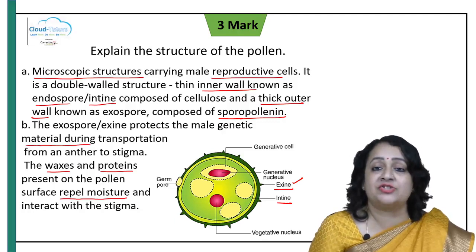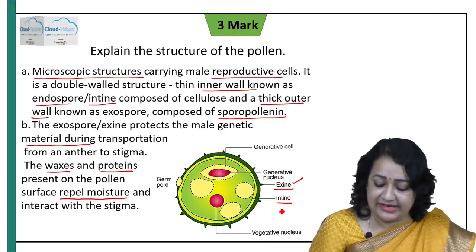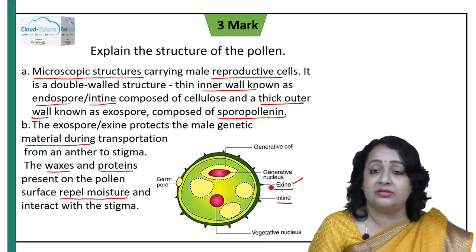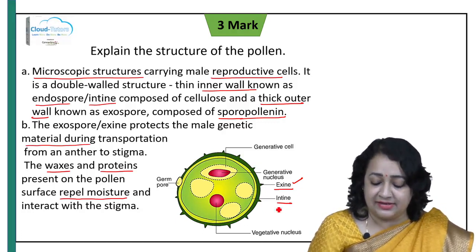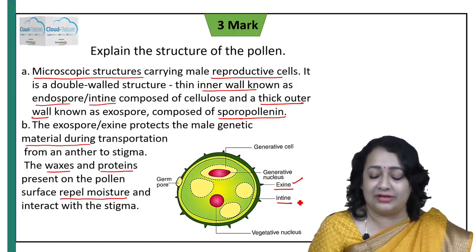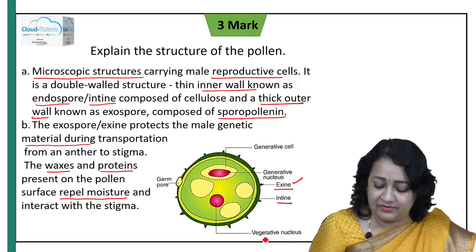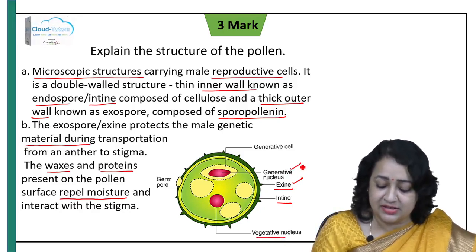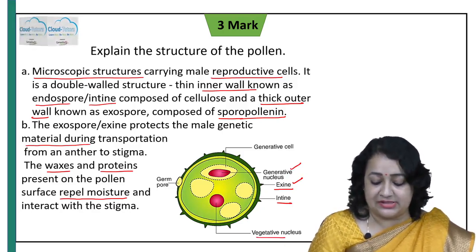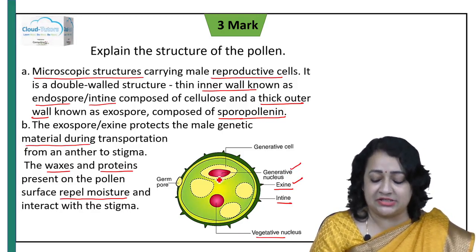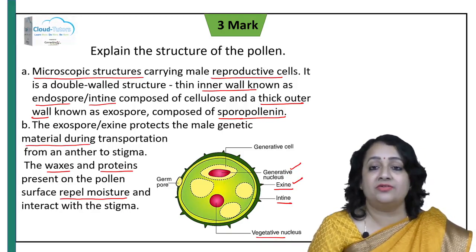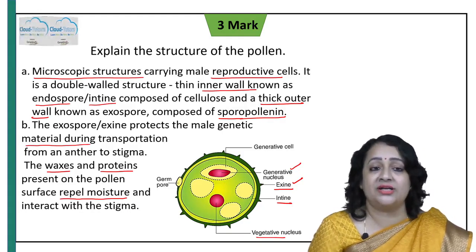And if you have to draw the structure of the pollen, you have to write the outer thick structure called exine, then we have the thin wall called intine, and inside we have the vegetative nucleus and the generative cell. Inside the generative cell there is the generative nucleus. So this structure has to be written.